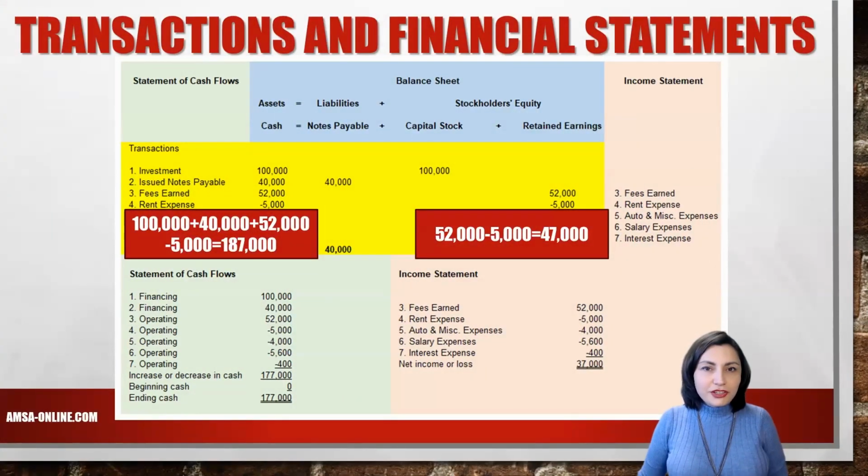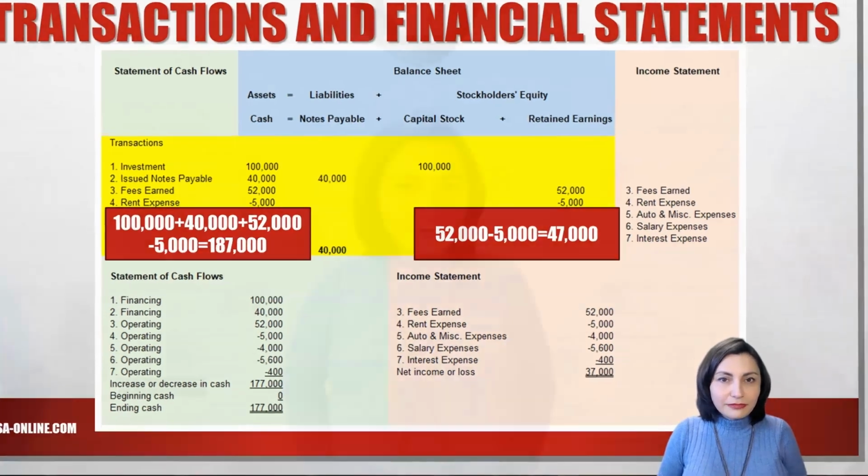After this transaction, the balance in cash is $187,000, and the retained earnings balance is $47,000. The balances of notes payable and capital stock remain the same.